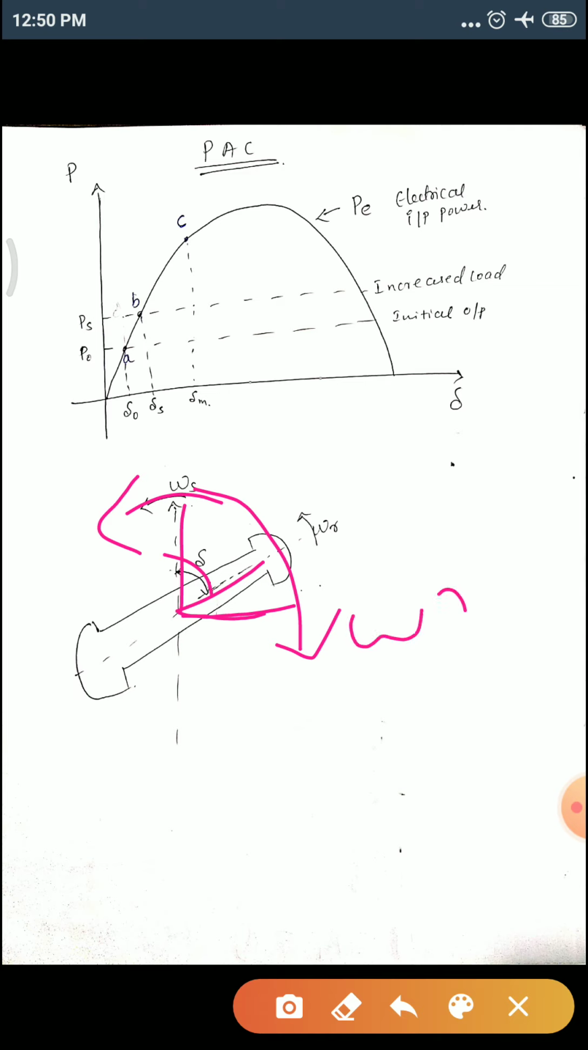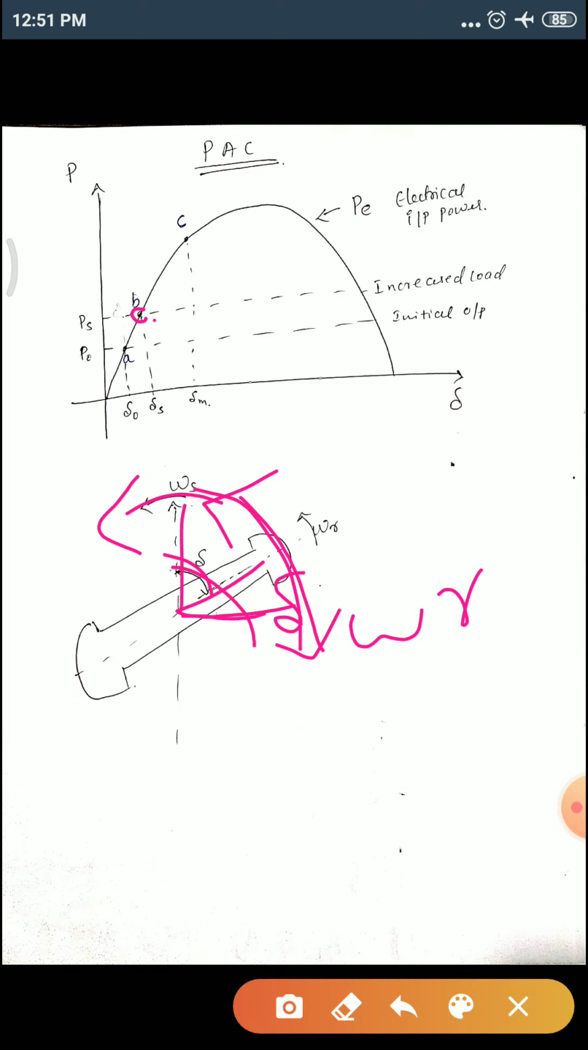When omega r lags, it is moving in this direction. Then what about your delta? Delta starts increasing. Delta is nothing but your torque angle, or you can say load angle, and it starts increasing till the point B. If delta is increasing, it means your alpha starts increasing, and the acceleration goes on increasing.